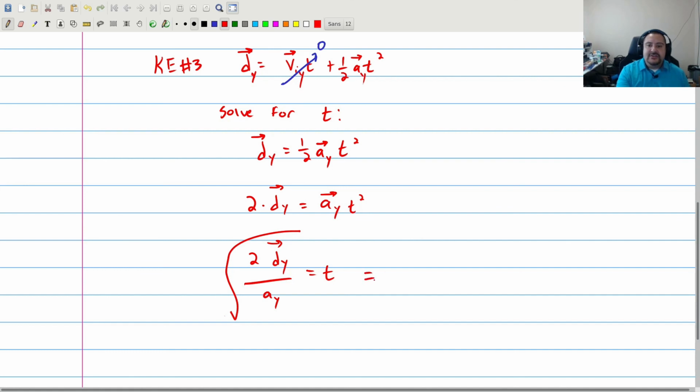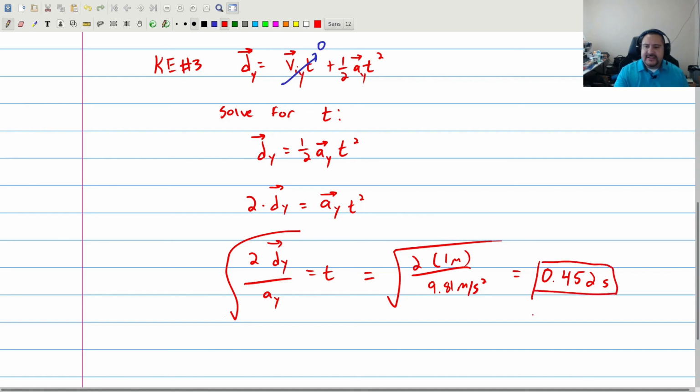So now all we need to do is plug in some numbers. It's the square root of 2 times our distance in the y direction, 1 meter, divided by the acceleration in the y direction, 9.81 meters per second squared. And this is going to be equal to 0.45, let's round that to 0.45 seconds.